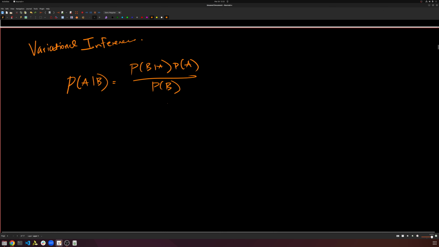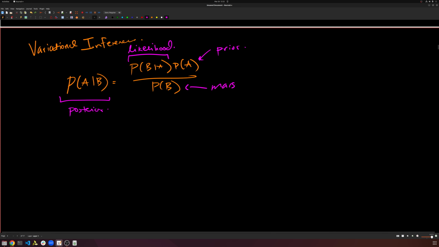And we actually have names for all of this stuff. A given B is known as the posterior. It's typically the thing that we want, but we can't actually compute, and we'll see why. This B given A is typically known as the likelihood. The probability of A is typically known as the prior, and the probability of B is typically known as the marginal, right? So we have names for all of these things.